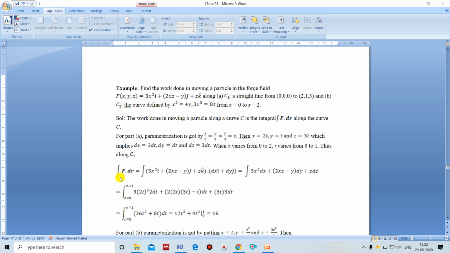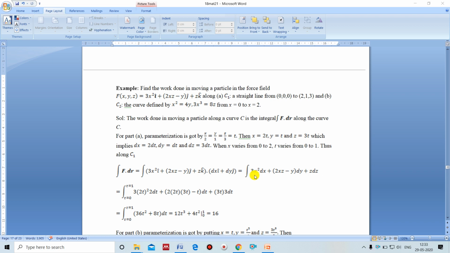Then the integration along the curve C of f into dr, the integration of 3x square i plus (2xz minus y) j plus z k dot dx dy dz. So we have written f and dr. Then after simplification we get 3x square dx plus (2xz minus y) dy plus z into dz. Then all x, y, z depend on only one variable t, and t varies from 0 to 1. Then put the values of x, dx, z, dz, y, dy.